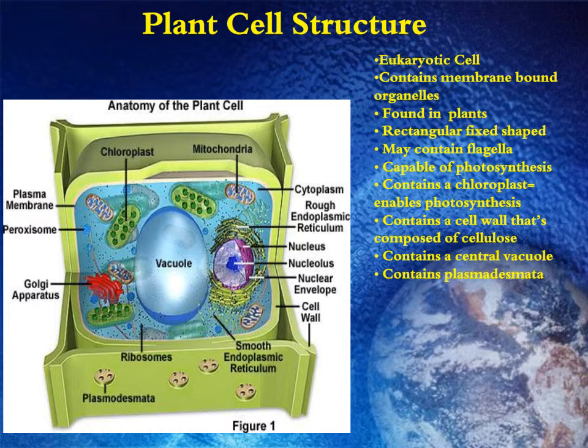Plant cells also contain plasmodesmata, which are not found in animal cells. The plasmodesmata is like a cell-to-cell junction. It's kind of hard for things to be transported through cells if they have a cell wall. So that's the purpose of the plasmodesmata.